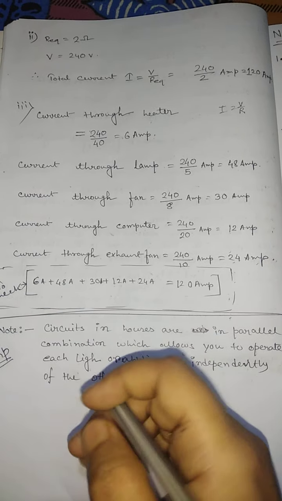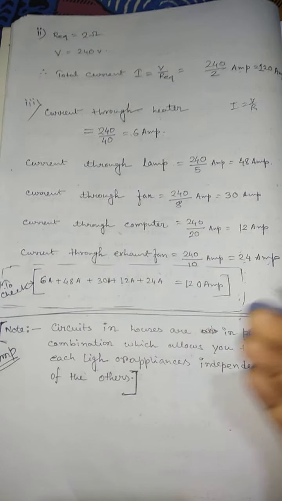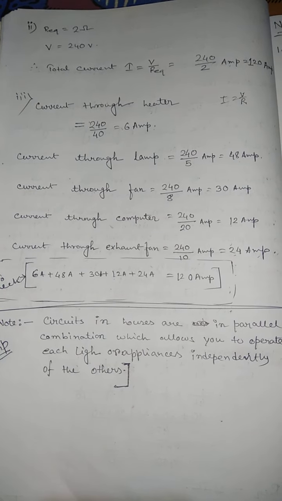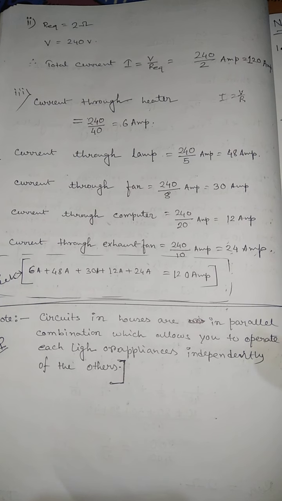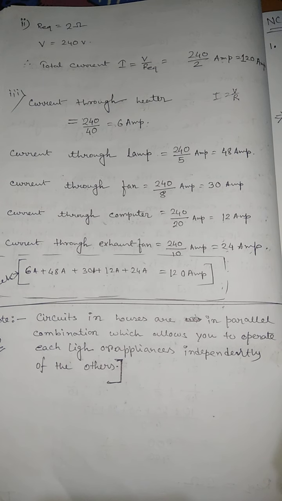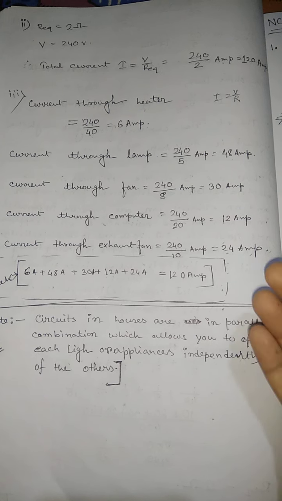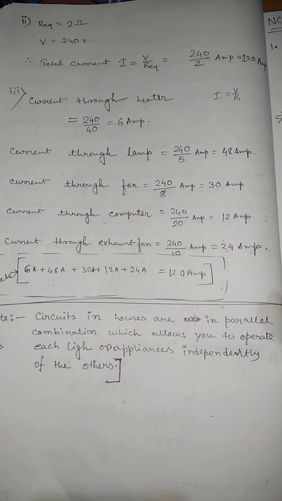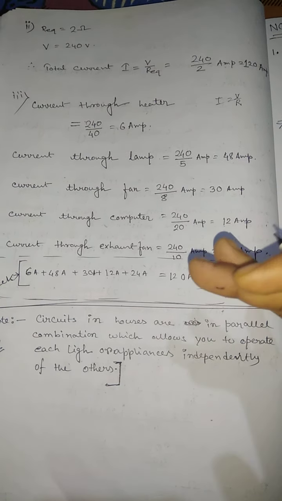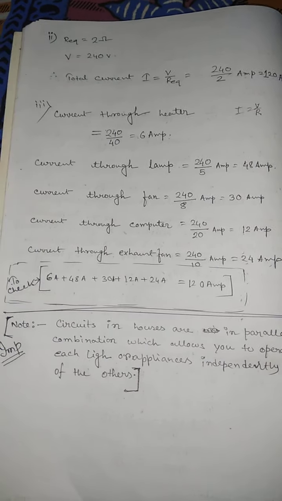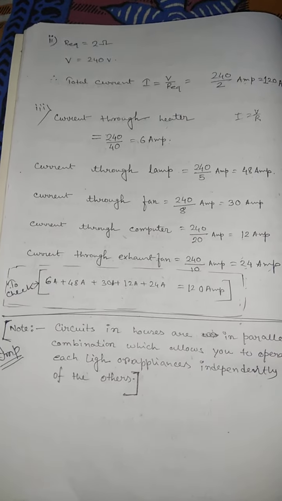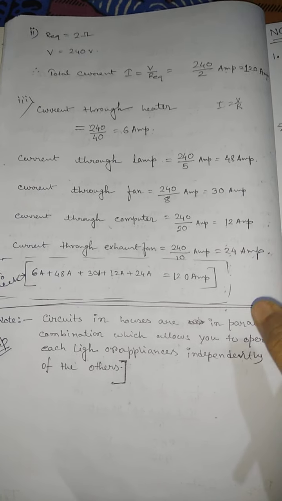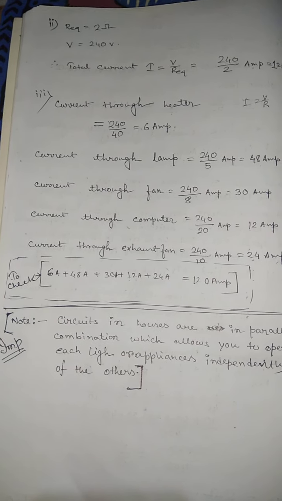Now one very practical example of parallel combination is our household circuits. Our household circuits are in parallel combination, which allows you to operate each light or appliance independently of the others. This is very important. Our household circuits are in a parallel combination. Remember this one. Okay, thank you.